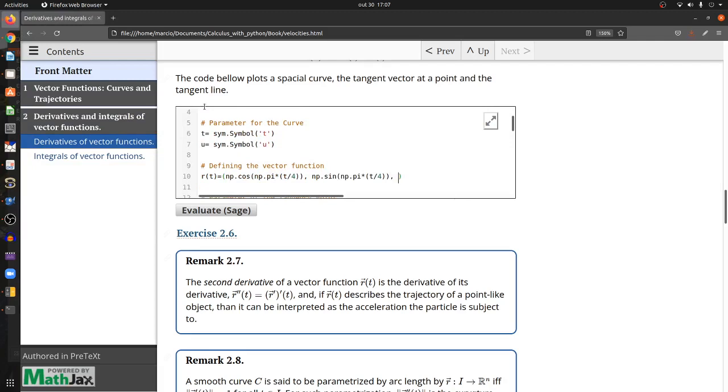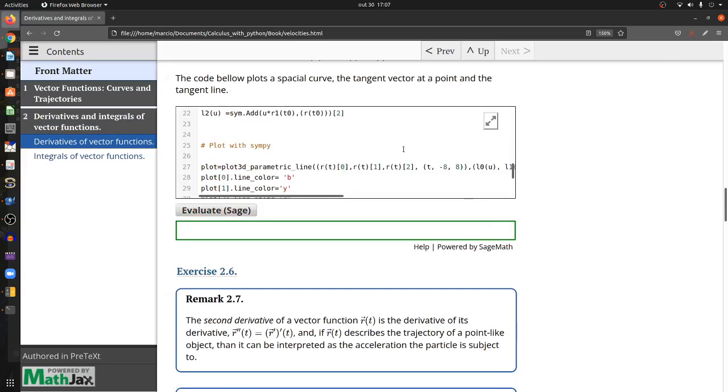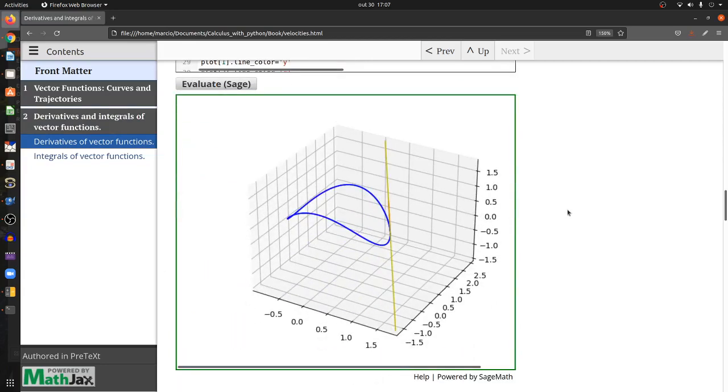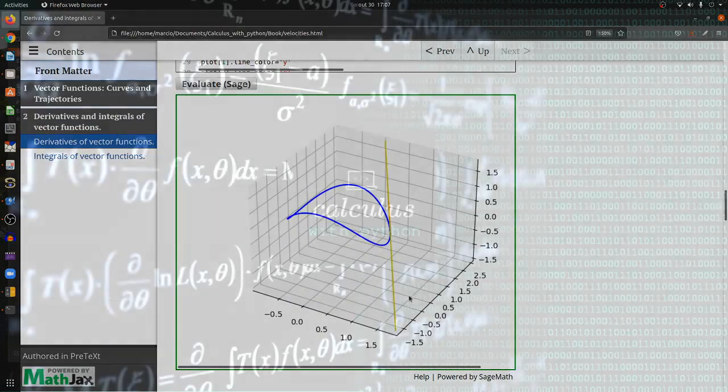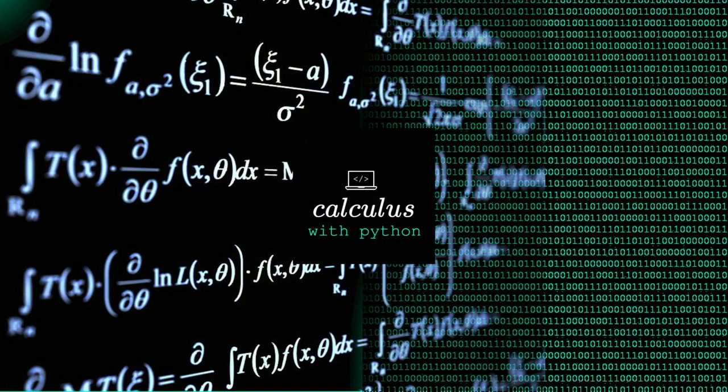If we are using a vector function to parametrize a curve, its derivative can show the tangential direction of the curve. On the other hand, if the vector function describes the position of an object varying in time, its derivative is the velocity of the object. But we need to dive a little deeper if we want to actually calculate those things. This is calculus with Python with derivatives and integrals of vector functions.